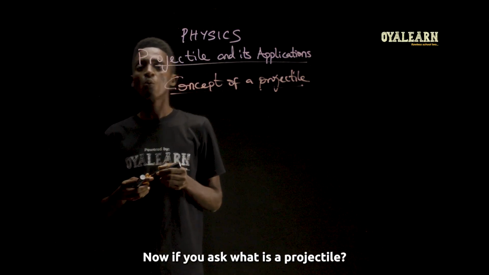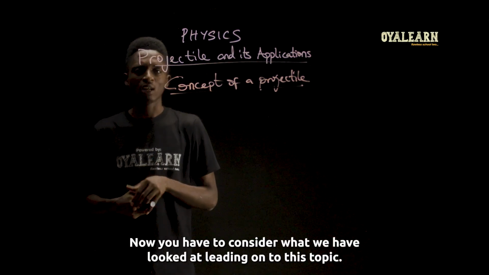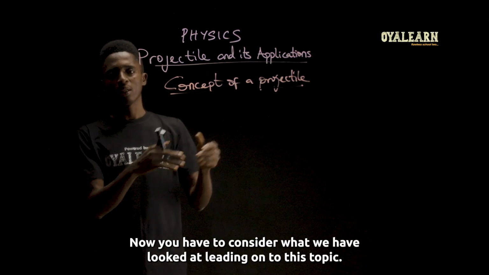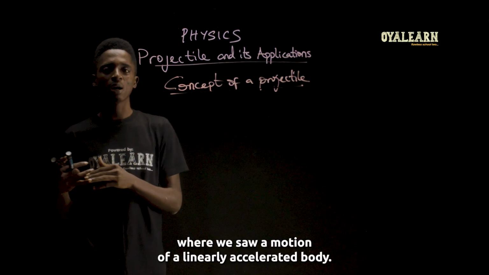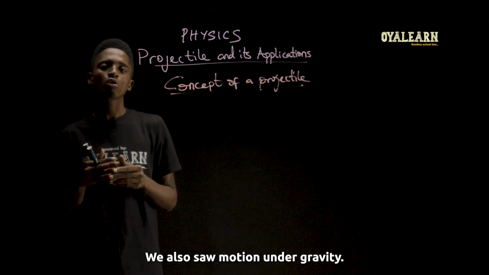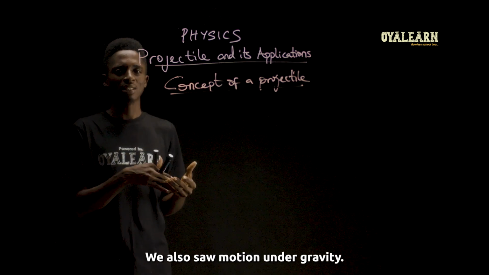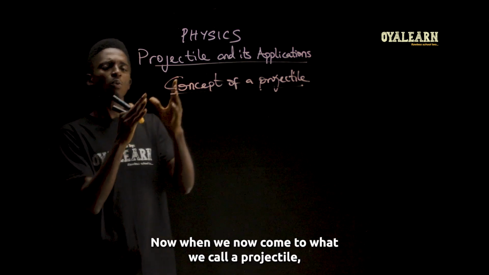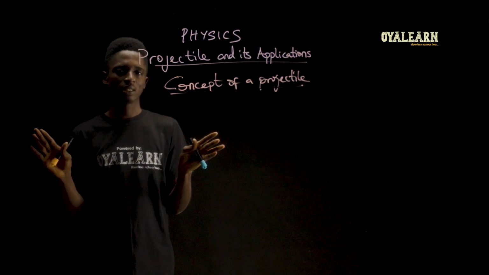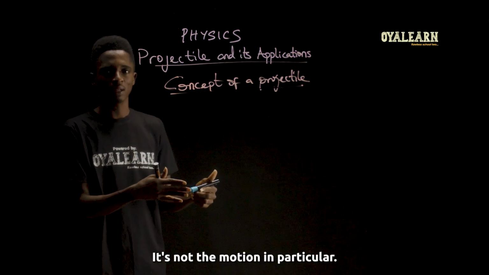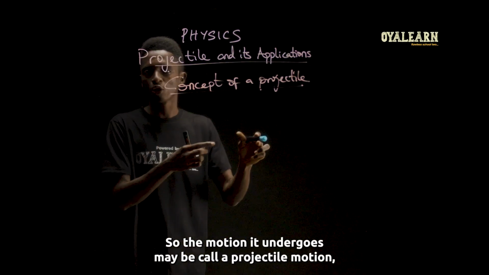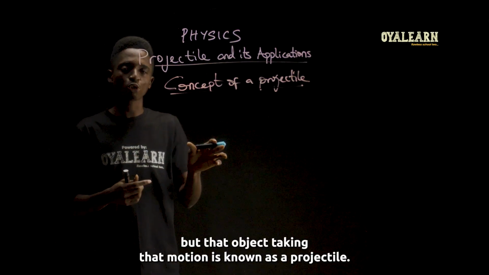Now, if you're asked what is a projectile, you have to consider what we have looked at leading on to this topic. We've considered motion in general, where we saw motion of a linearly accelerated body. We also saw motion under gravity. Now, when we come to what we call a projectile, a projectile itself is actually an object. It's not the motion in particular. The motion it undergoes may be called a projectile motion, but that object taking that motion is known as a projectile.